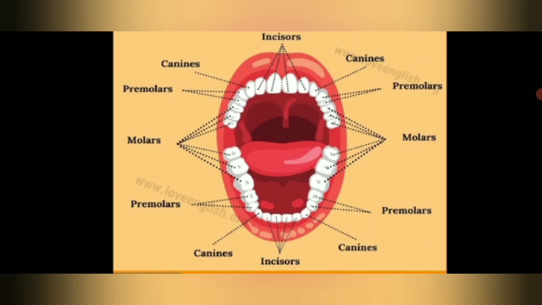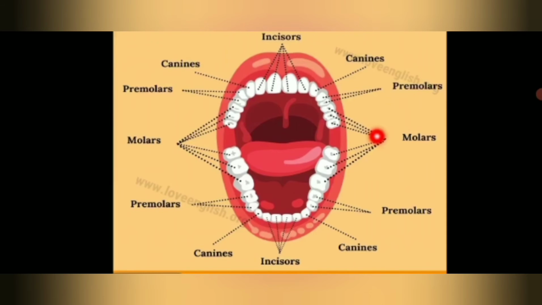At the back of the canines, there are 2 broad and flat teeth. These are called premolars. Their function is to grind the food into small pieces. There are 4 premolars in each jaw. See, 1, 2, 3, 4 in the lower jaw, 1, 2, 3, 4 in the upper jaw. So a total of 8 are there, 4 in each jaw.